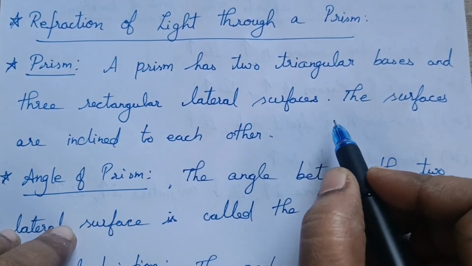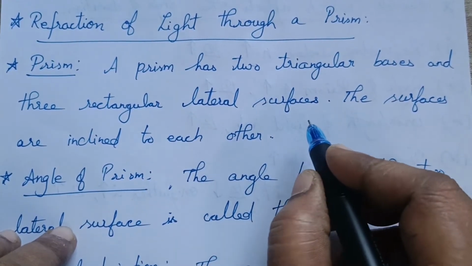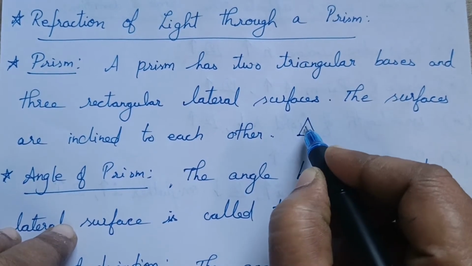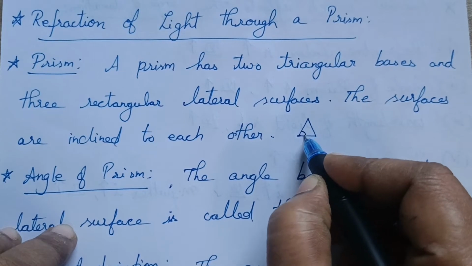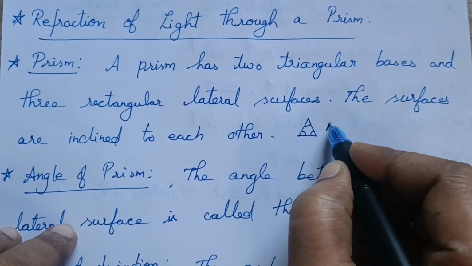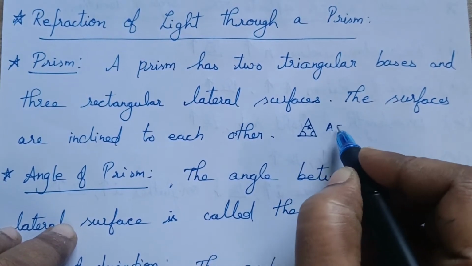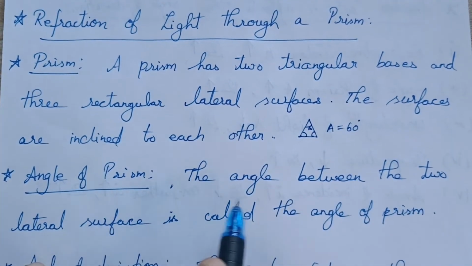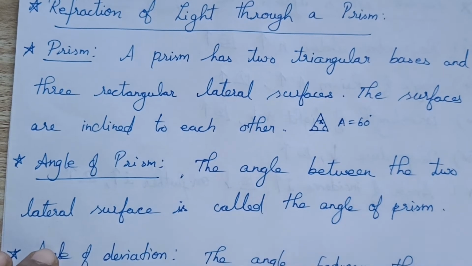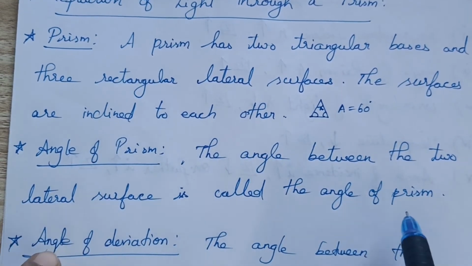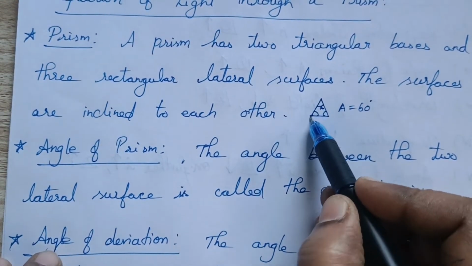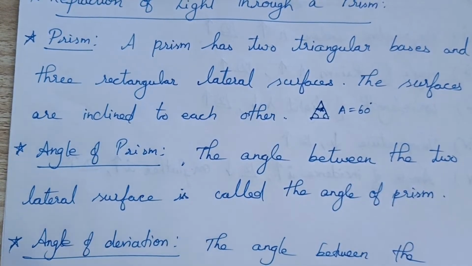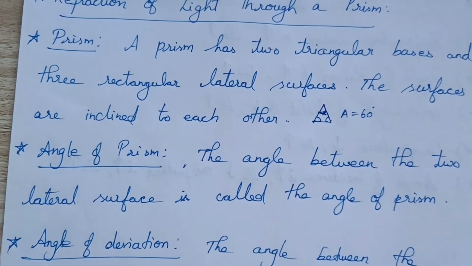If it is a regular prism, what does it mean? All the sides will be the same. Then the regular prism will have all the sides the same, which means you will have 60 degrees. Angle A, this is the angle of prism, equals 60 degrees. So what is the angle of prism? The angle between the two lateral surfaces is called the angle of prism. We'll come to the angle of deviation later.